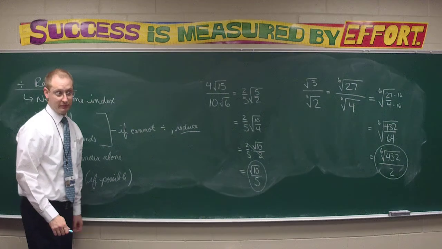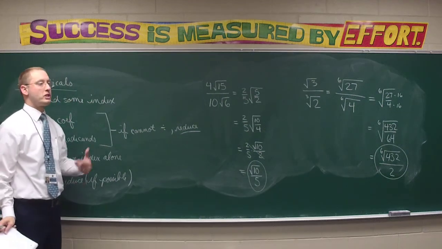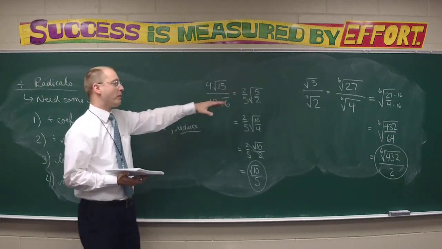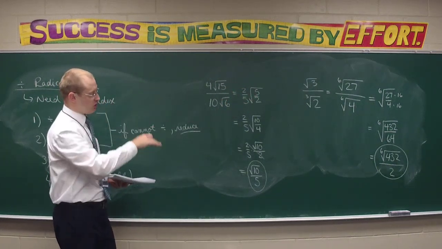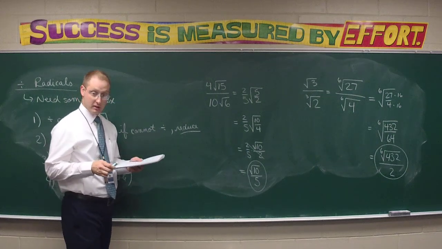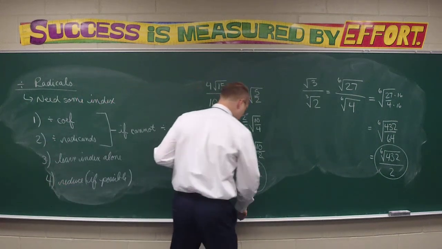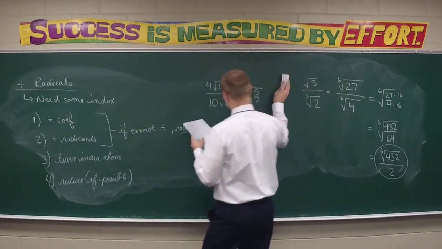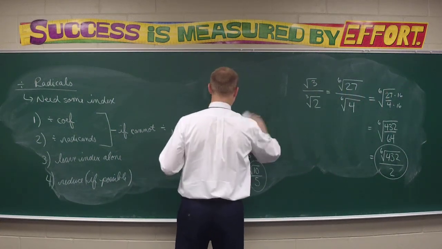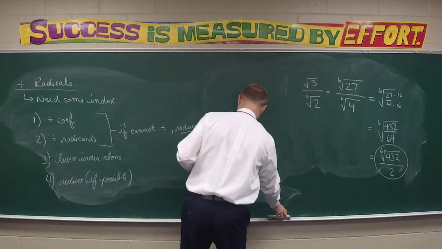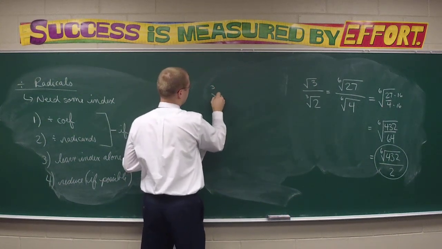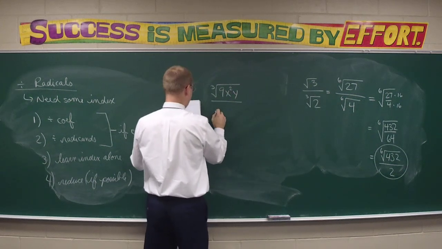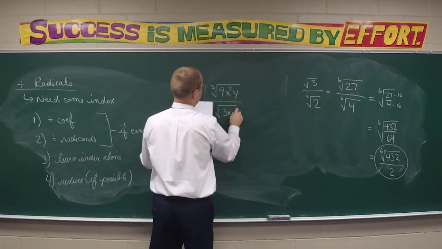Questions on that one? Do you see how it's similar to the idea of multiplication? Got to get that same index, right? Same way we did before, but the division process leads to fractions. Questions? Write this one down if you would. The cube root of 9x squared y divided by the square root of 3xy.